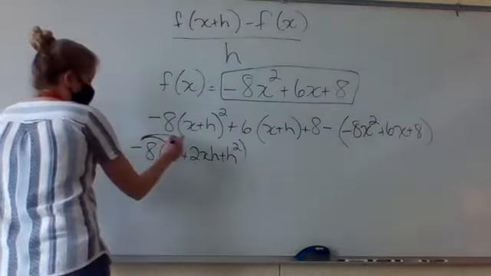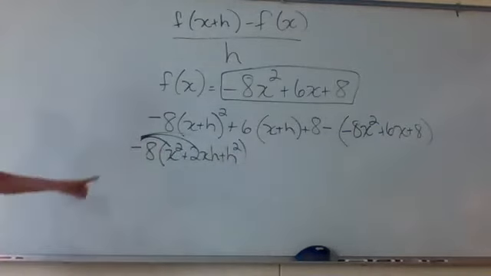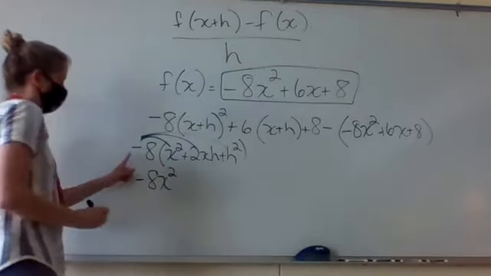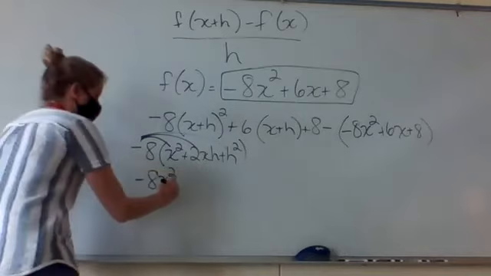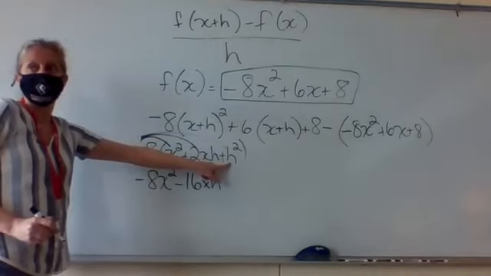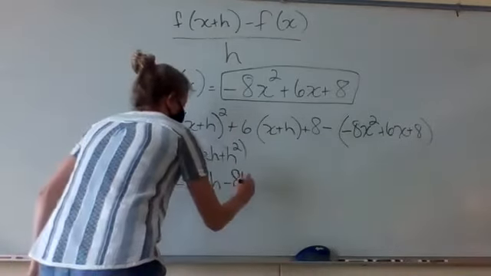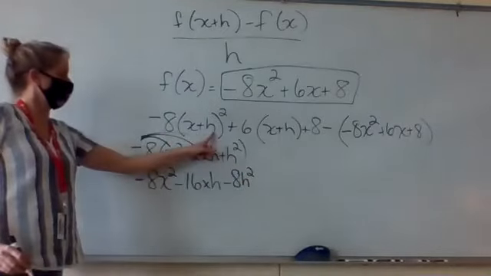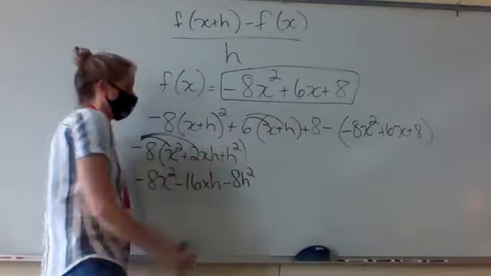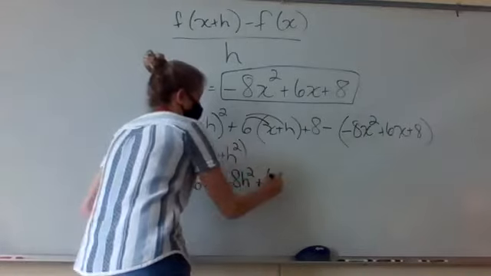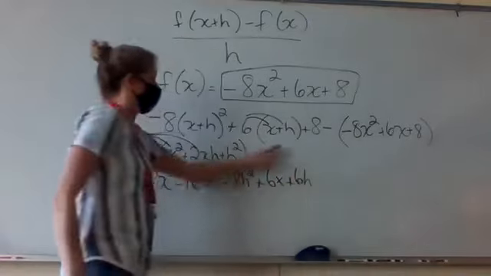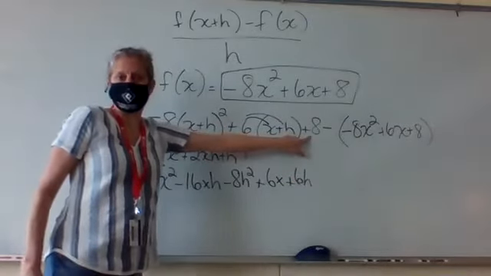And then distribute the -8 to get rid of those parentheses. So -8 times x squared is -8x squared. Negative 8 times positive 2. So negative 16xh. Negative 8 h squared. So that took care of that. Distribute this 6. Get rid of those parentheses. So I'm going to have plus 6x plus 6h. Drop down the plus 8.